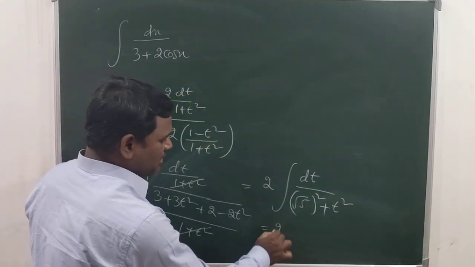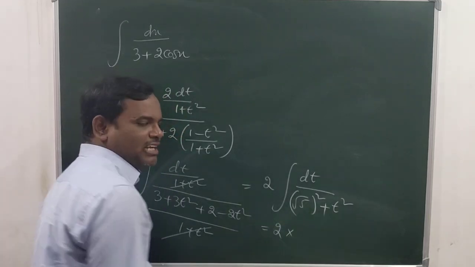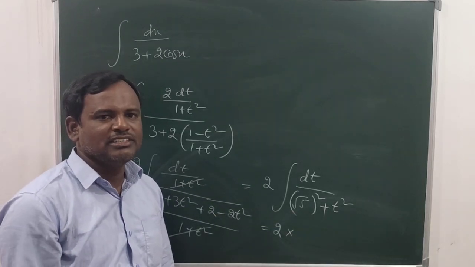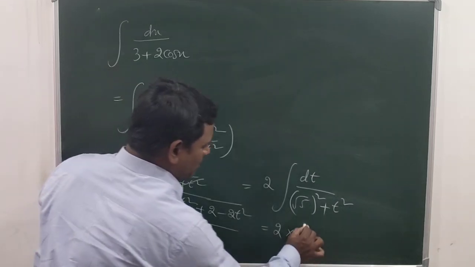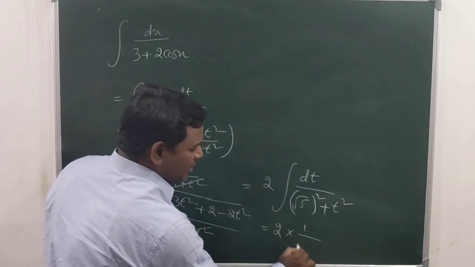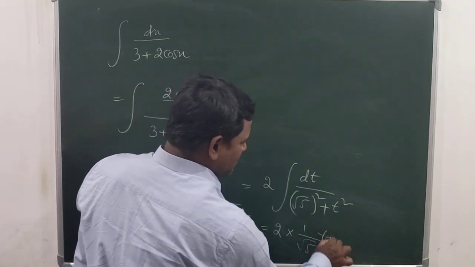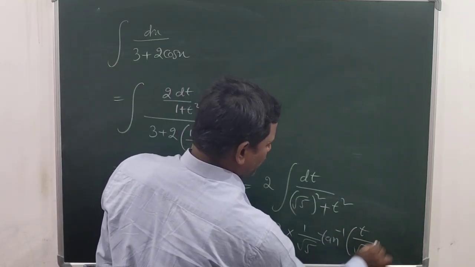Now apply the standard integral formula. Whenever the integral is given in this form, as you know, the standard result is 1 by a tan inverse of x by a. Use that formula. In the place of a, root 5 is there. So 1 by a tan inverse of x by a, with x value t and a value root 5, plus c.